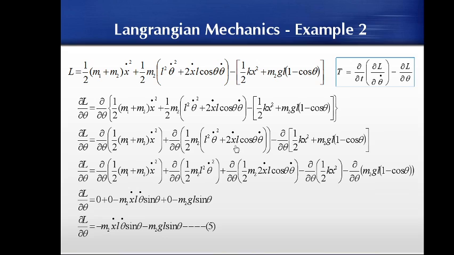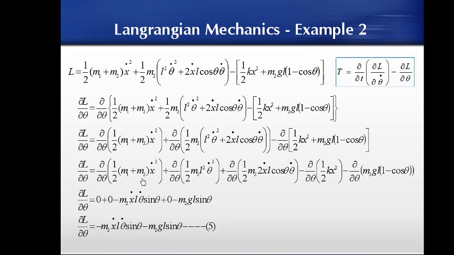So on again expanding this further, I will be getting ∂/∂θ of ½(m1 + m2)ẋ² plus ∂/∂θ of ½ m2 L²θ̇² plus ∂/∂θ of ½ m2 · 2ẋLcosθ θ̇ minus ∂/∂θ of ½kx², minus ∂/∂θ of m2 g L(1 − cosθ).